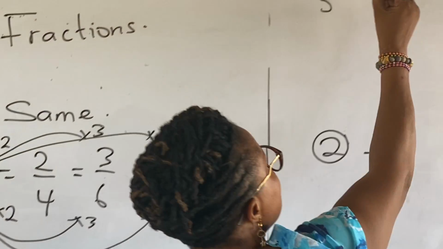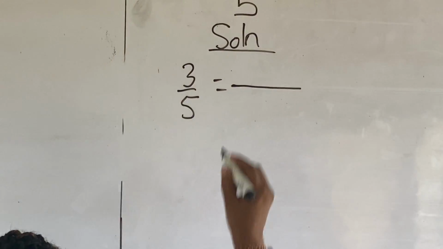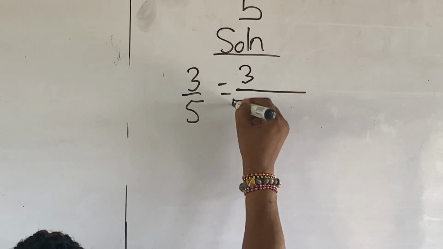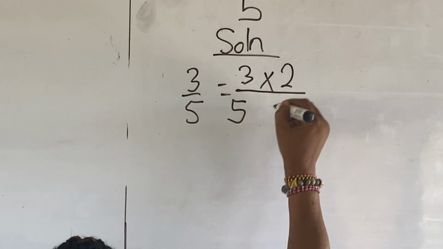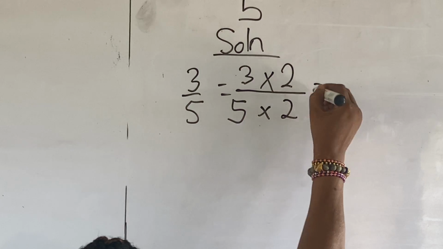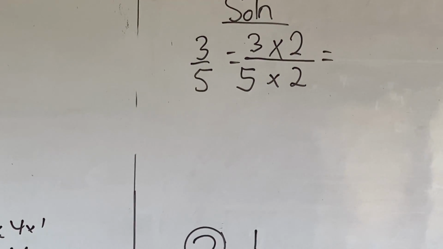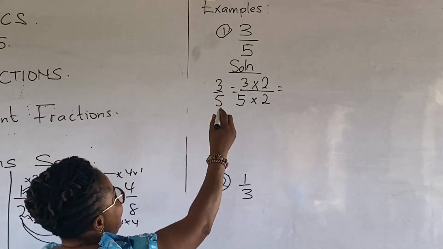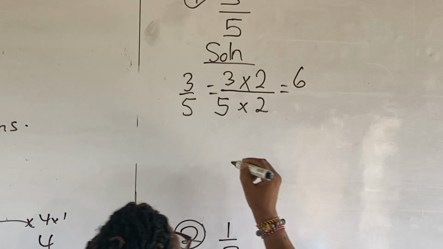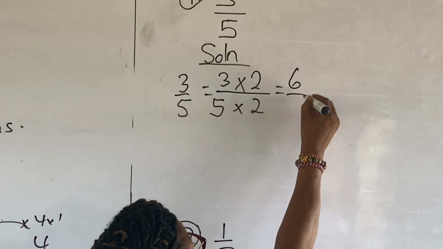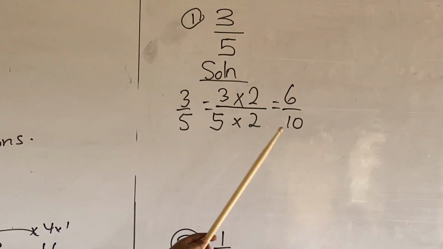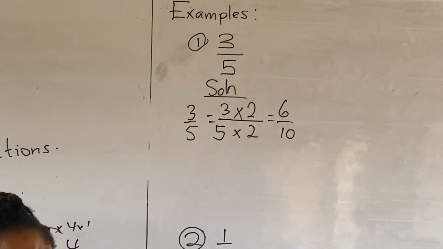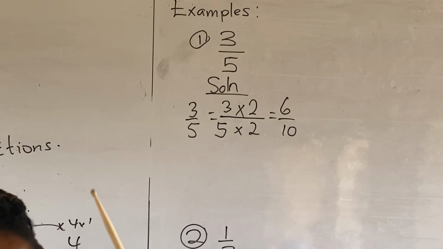So, put down your line or your bar. Repeat your given fraction. Multiply the numerator by 2, the denominator by 2. That is the first 2 here. So 3 times 2 is 6. 5 times 2 is 10. So it means 3 over 5 is equivalent to 6 over 10. And we have to work 3 equal fractions.